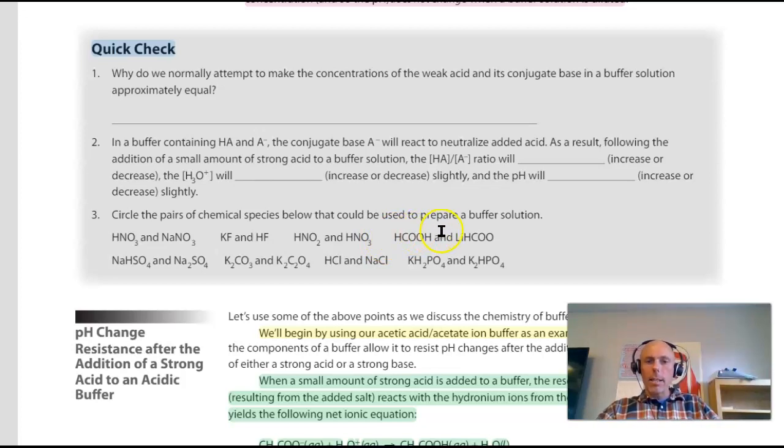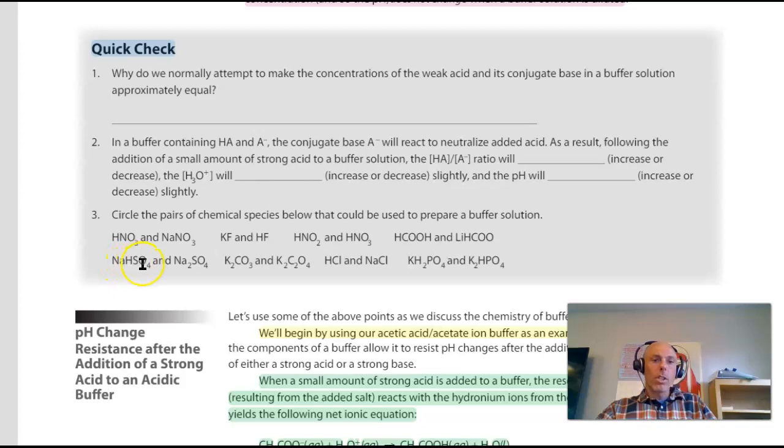And then it's in a solution with lithium methanoate. That HCOO is the conjugate base of HCOOH. Lithium methanoate will deliver the conjugate base to this buffer solution. Know that the conjugate base tends to come in a salt with a cation, and you want it to come in a salt with a cation that's highly soluble. Lithium is a group 1 metal, so that's going to work. That one is a great potential buffer.